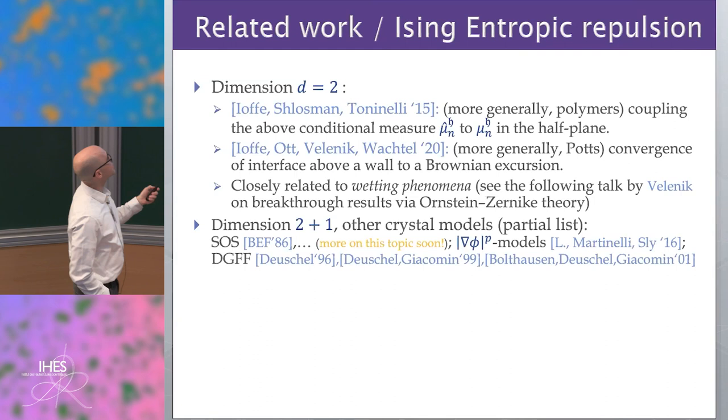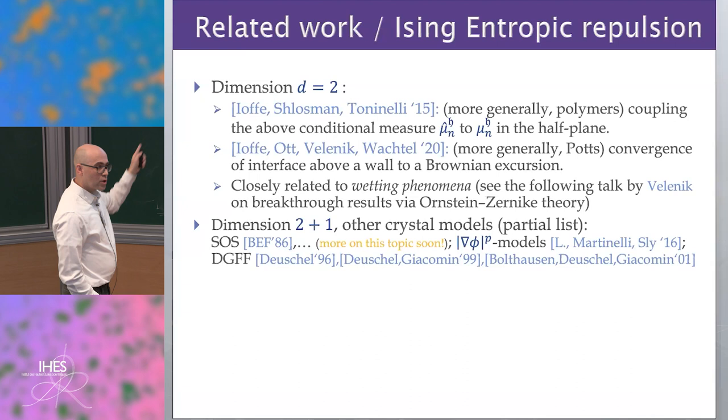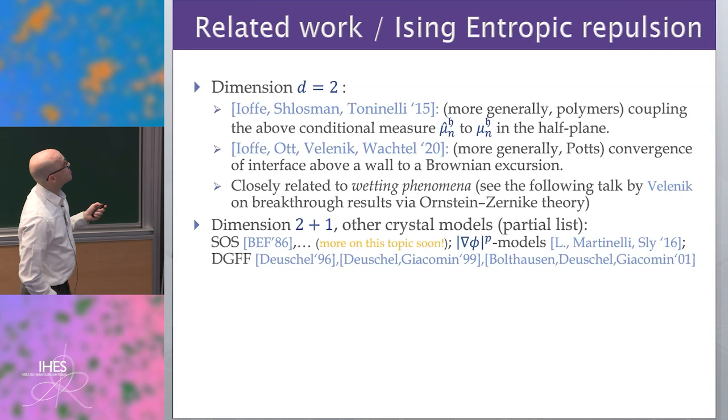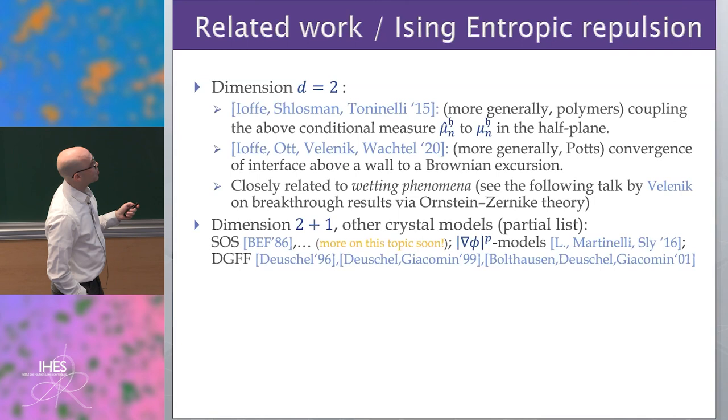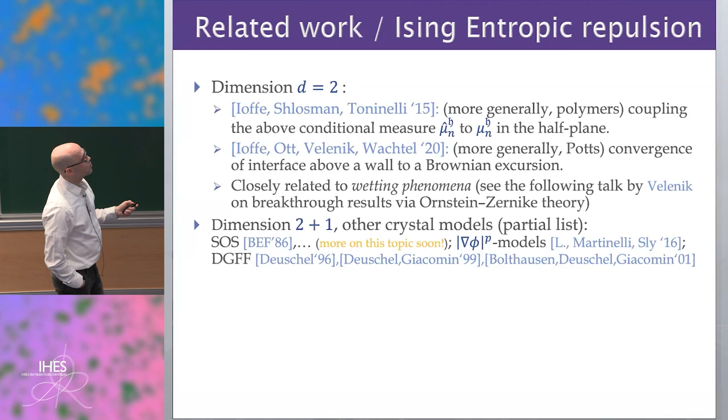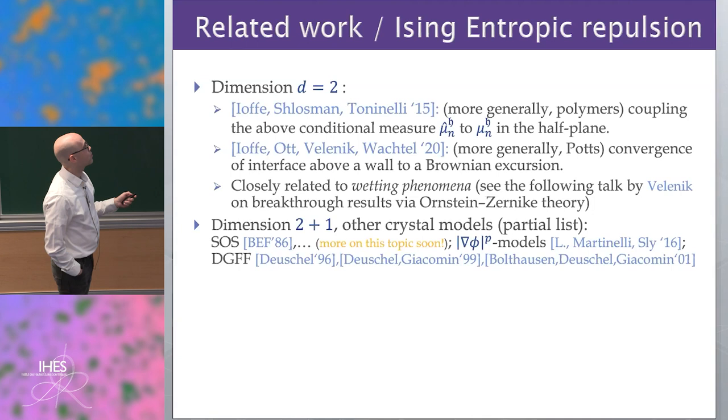I'm also going to mention some other related works in D equals 2 when we discuss SOS. In dimension 2 plus 1, if you're looking at crystal models, there's this paper that I already addressed and I'm going to elaborate on soon. There are extensions of these results to these grad phi models. I didn't really define them. I will soon. And there are also results on the discrete GFF for entropic repulsion.